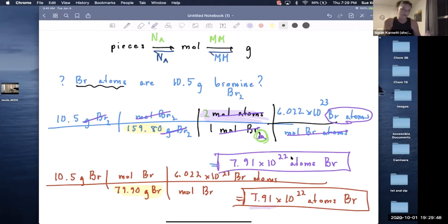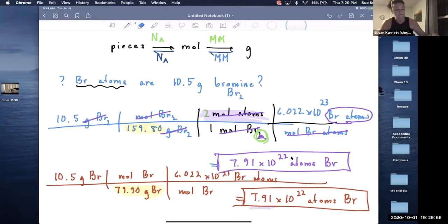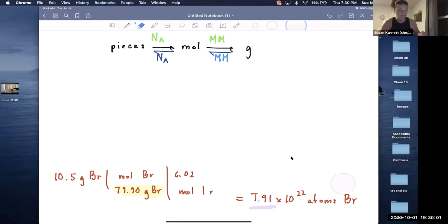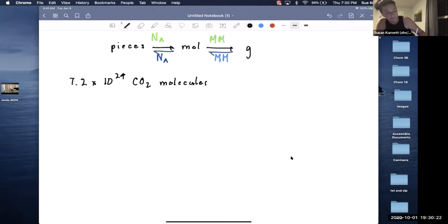Okay, that was an example of a molecule that was an element. Now I want to do a molecule that is a compound. So as soon as I say the word molecule, we're thinking covalent. Electrons are being shared. Nonmetals do that, and metalloids and nonmetals do that. Okay, so what if we said something like, I've got 7.2 times 10 to the 24 carbon dioxide molecules. And the question is, what mass?